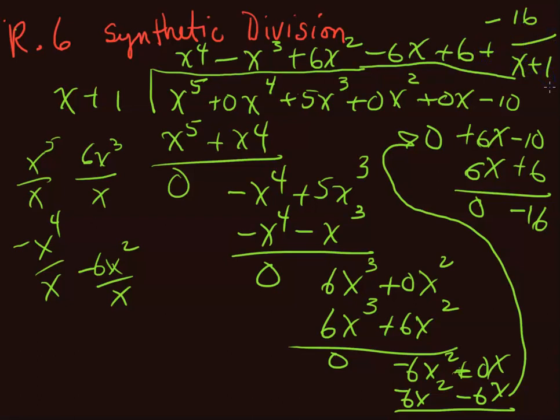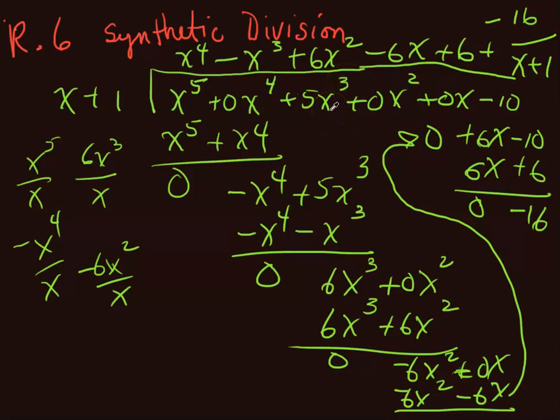Whew. And you can do that if you'd like. But let's remember this. So write this down. x to the fourth minus x cubed plus 6x squared minus 6x plus 6 minus 16 over x plus 1. Okay, I wrote that down too. How would we do this with synthetic division?